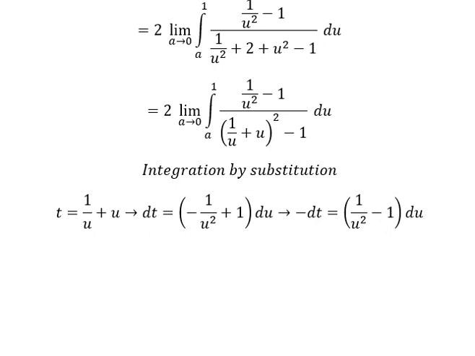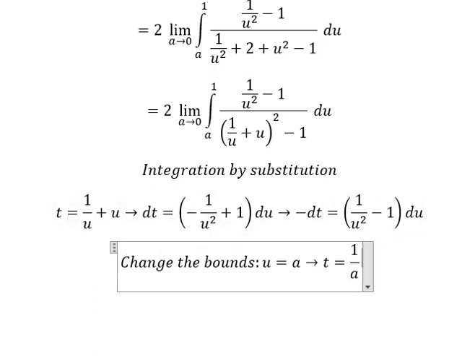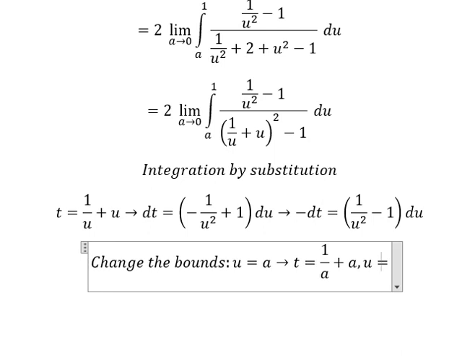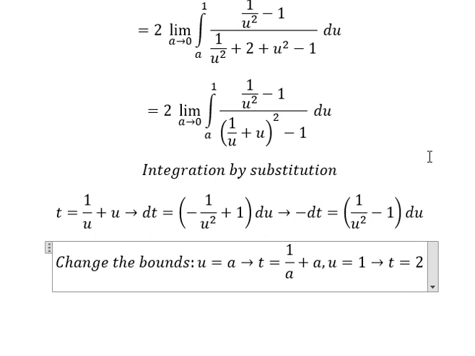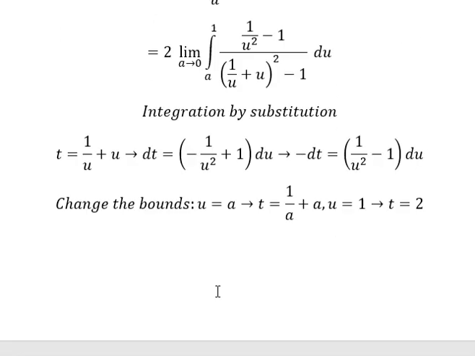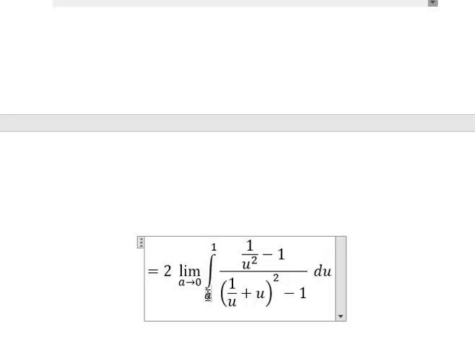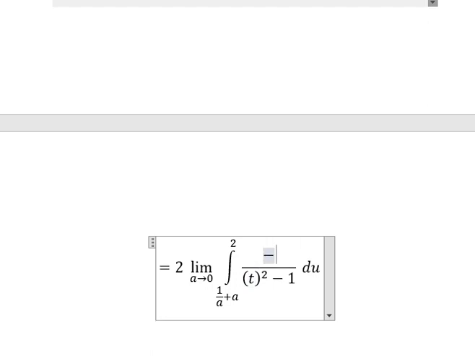Next, we need to change the bounds. So when u equals to 8, we put 8 here. When u equals to number 1, we put number 1 here. So 8 we change for this one. Number 1, that is number 2. This one is t, and this one is negative dt.